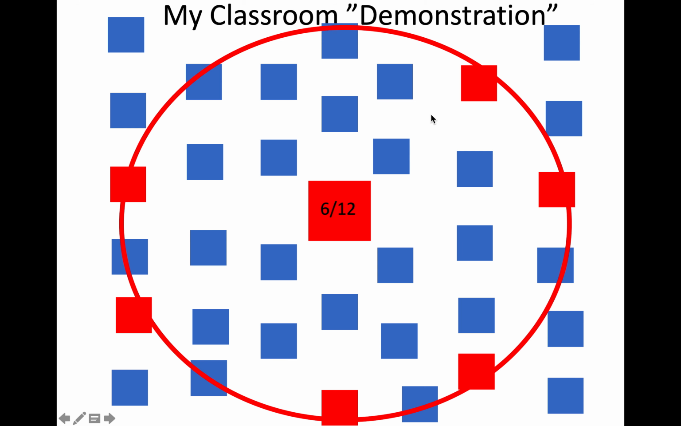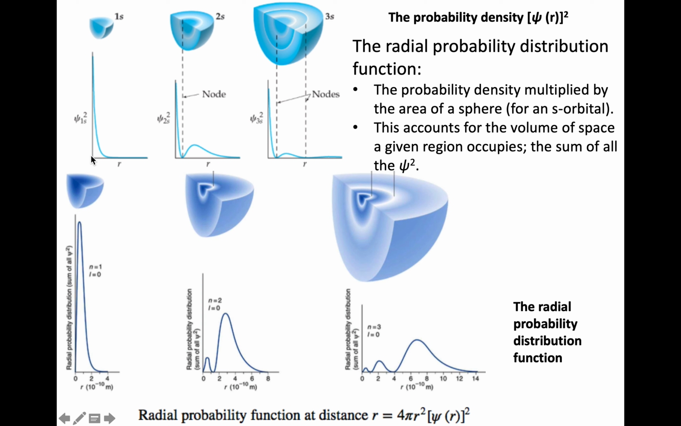So this is the idea that right near the nucleus, there might be a very high probability, but there's not very much volume right near the nucleus. If you account for the volume that's there, that's what leads to this particular shifting. That's what leads to the radial probability distribution function. It's accounting for the amount of volume that's present in a given region.